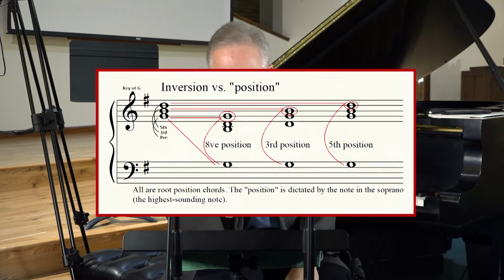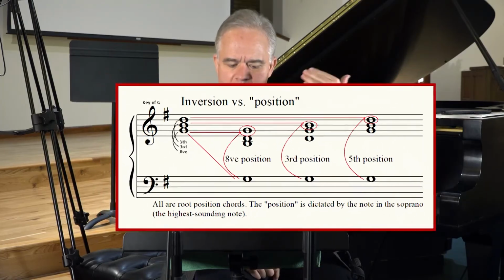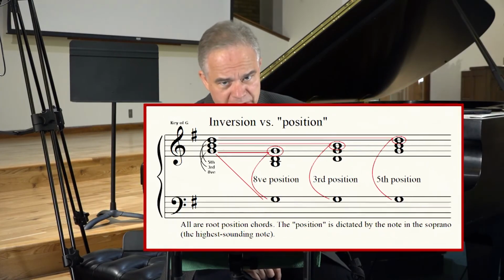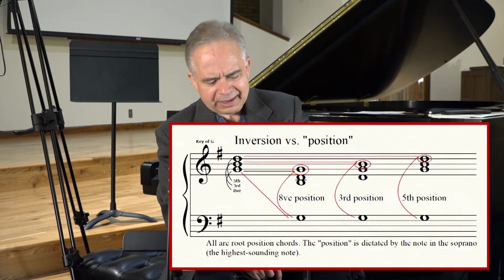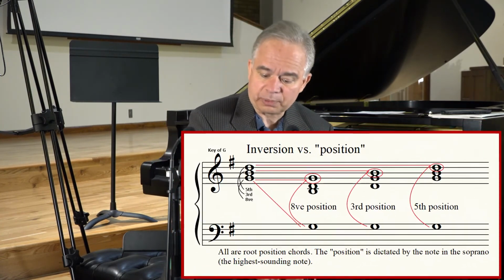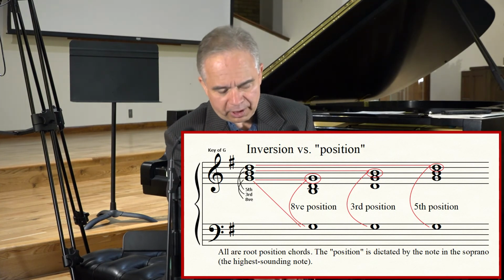Root position, we call it a position because, for some reason, they didn't want to call it the root inversion. It should have been called a root inversion because it's more appropriate. We're talking about inversions, but they called it a root position. But when we talk about positions, we usually use the term to signify what goes in the soprano, the highest sounding note. On the tablet here, I have a little schematic of what we call the octave position, the third position, and the fifth position. That's dictated by what we have in the soprano. That's why I circled the soprano notes.